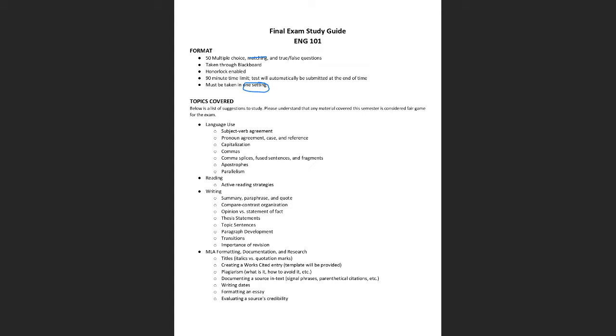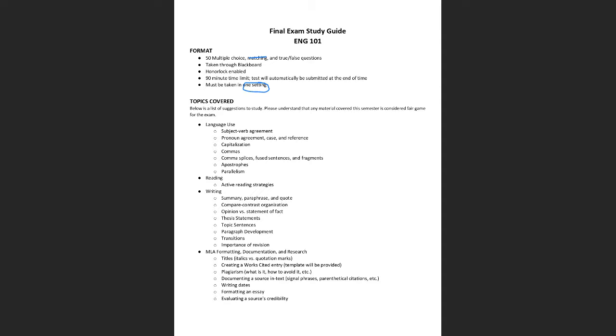So make sure you're taking the test somewhere with a good, reliable internet connection, which if you live in the country like me, can be a little tricky. So I feel your pain on that. You may have to go to a friend's house or come here. You can always do it here. We've got free Wi-Fi everywhere.